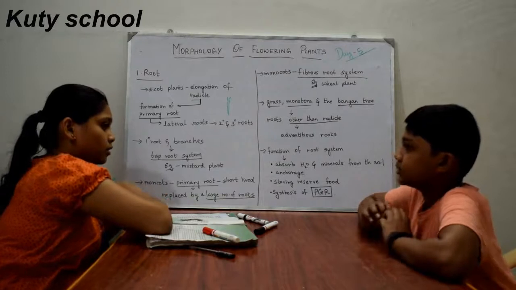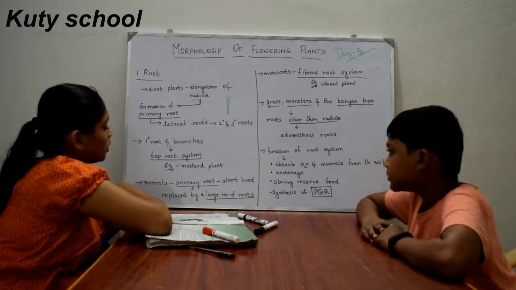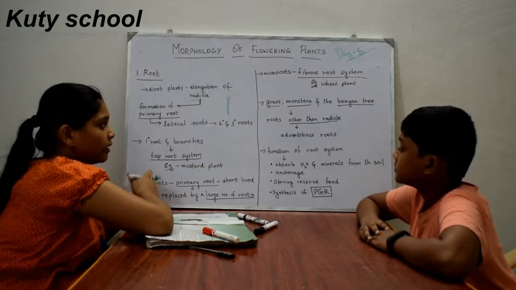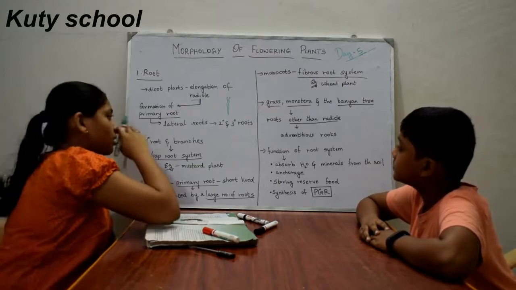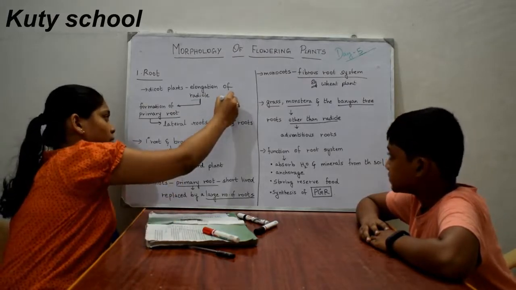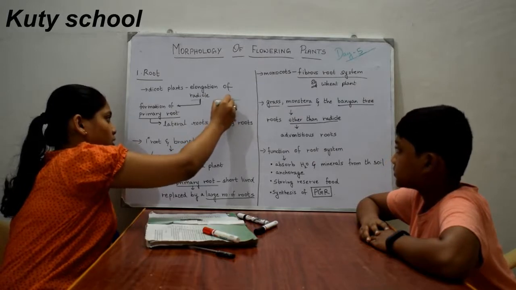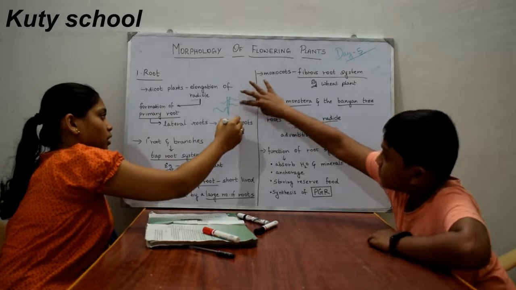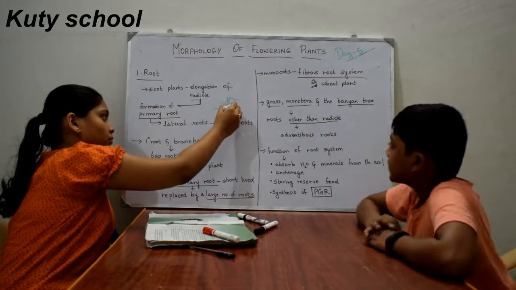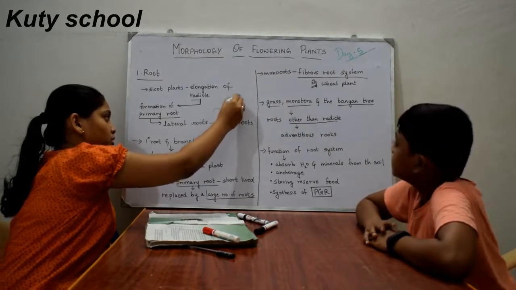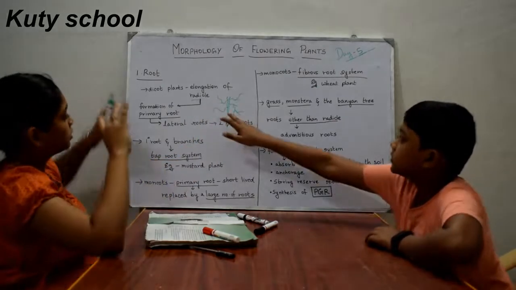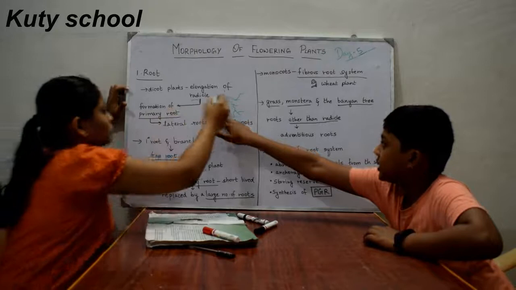These lateral roots are secondary and tertiary roots. Secondary roots are directly attached to the primary root. The tertiary roots come from the secondary roots, and it will go on. So this is primary, secondary, tertiary.